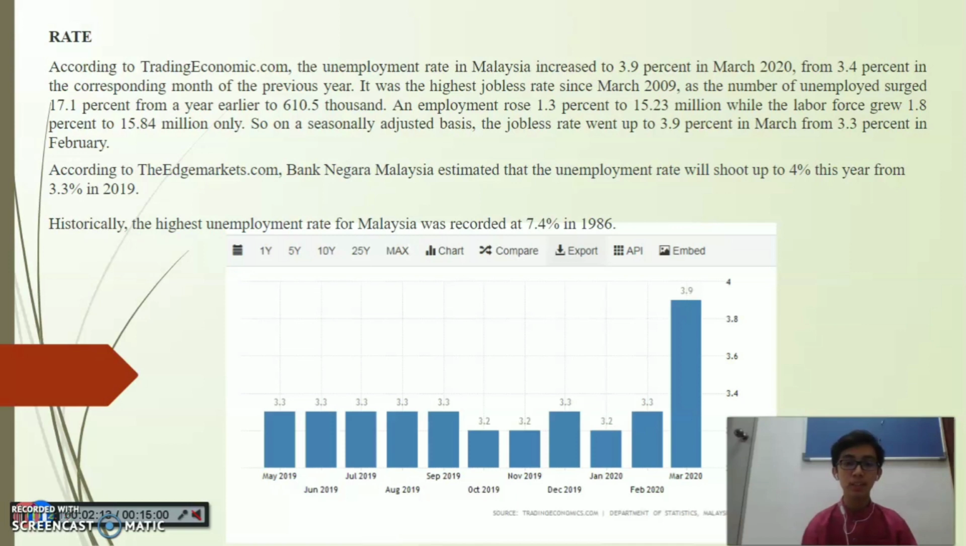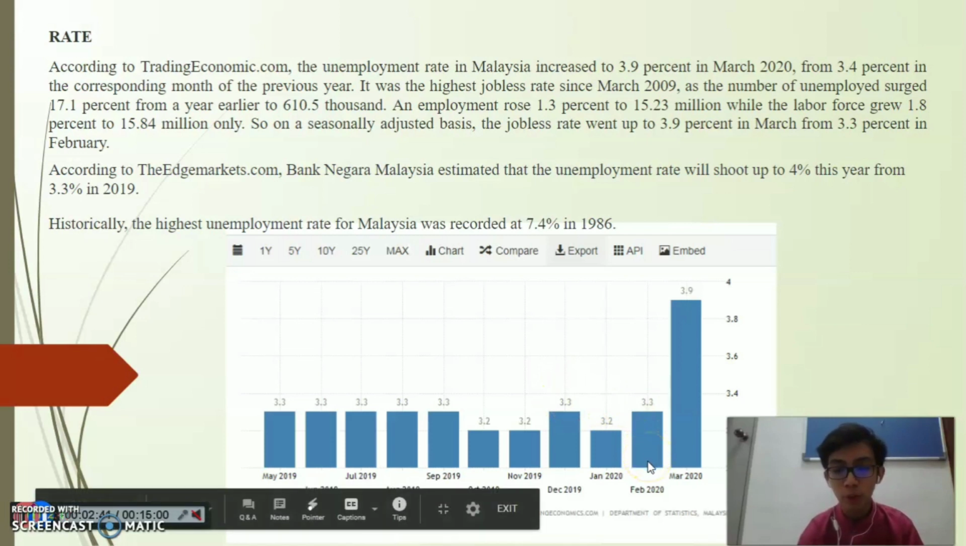On a seasonally adjusted basis, the jobless rate went up to 3.9% in March from 3.3% in February. According to agemarket.com, Bank Negara Malaysia estimated that the unemployment rate will shoot up to 4% this year from 3.3% in 2019. Historically, the highest unemployment rate in Malaysia was recorded at 7.4% in 1986. As you can see in the graph from tradingeconomy.com, from February 2020 to March 2020 there was a rapid increase in the unemployment rate, from 3.3% to 3.9%.